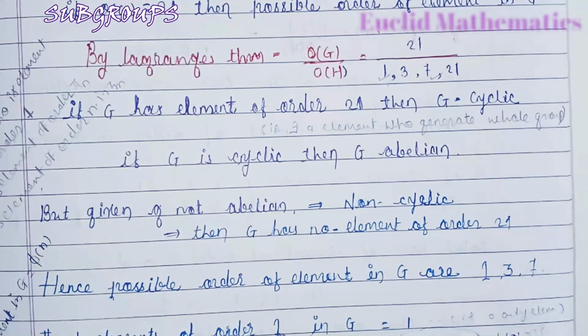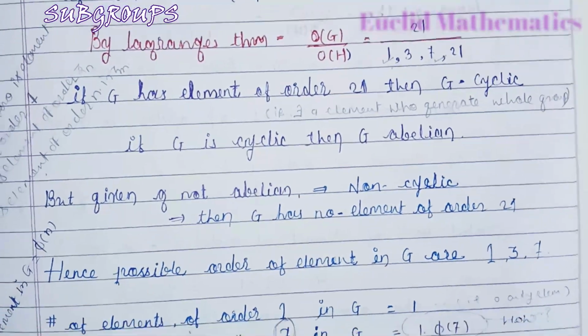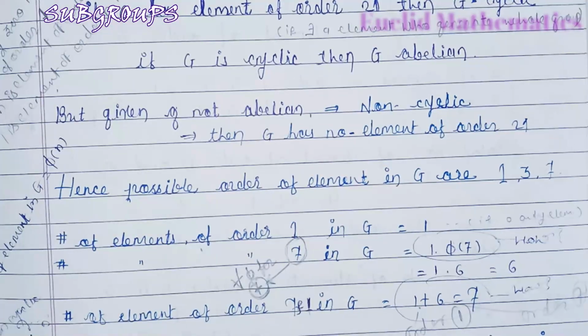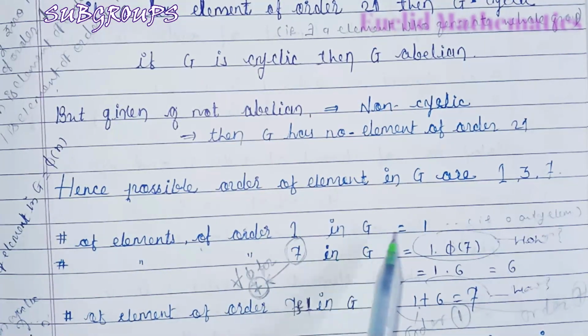If we know the possible orders of elements, it is easier to proceed further to the subgroups. So the first task is the number of elements of order 1 in G. The number of elements of order 1 in G is 1. We know that only the identity element has order 1. Our group G has order 21 and is a group, which means there exists an identity element.